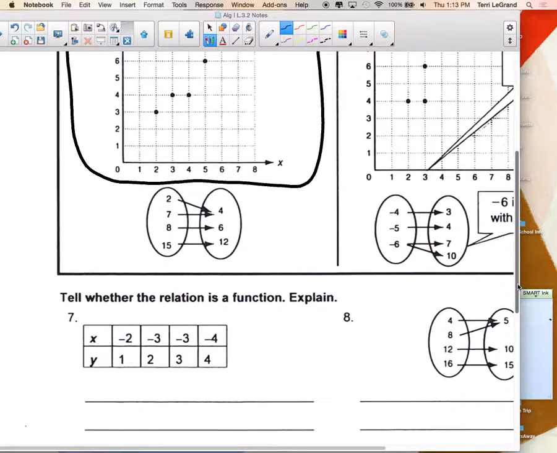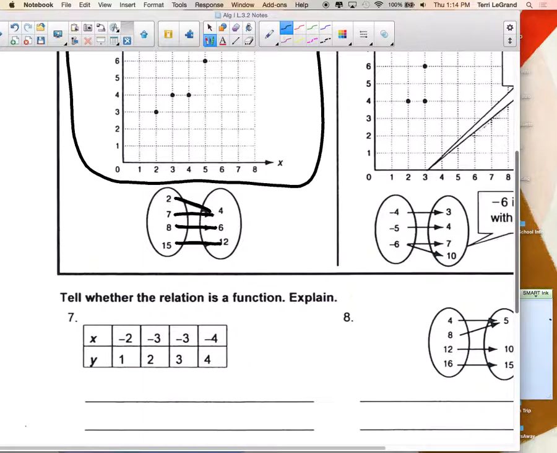And then let's look at our mapping diagram. This is another relation. Each x value has how many arrows coming out from it? Just one. 2 has this one, 7 has this one, 8 has this one, 15 has that one. They each only have one. So do they each only have one y value? Yes, each x value has only one y value.